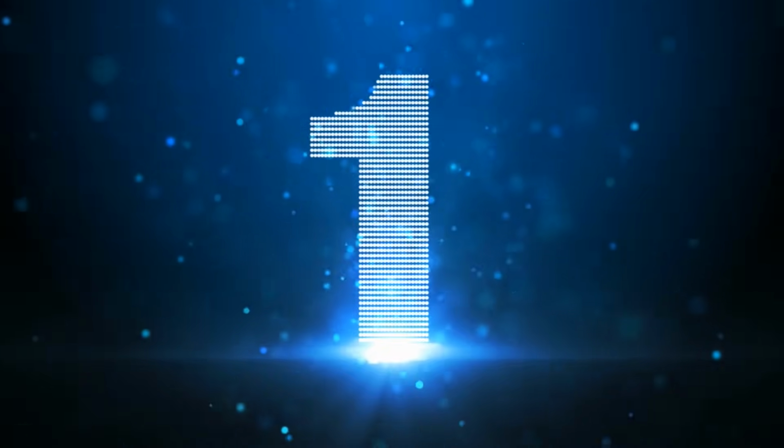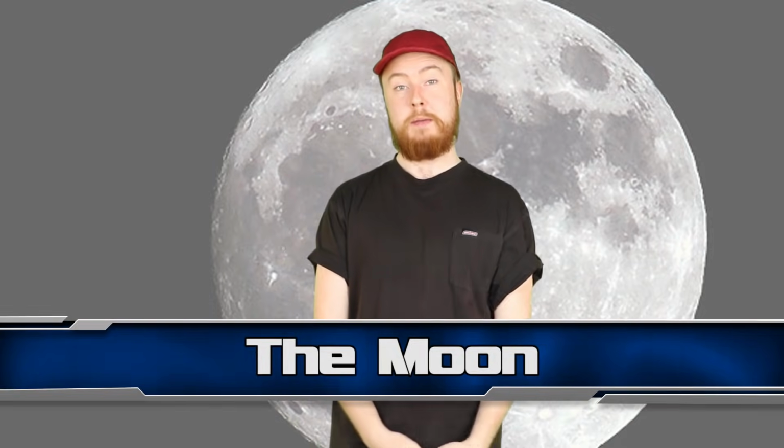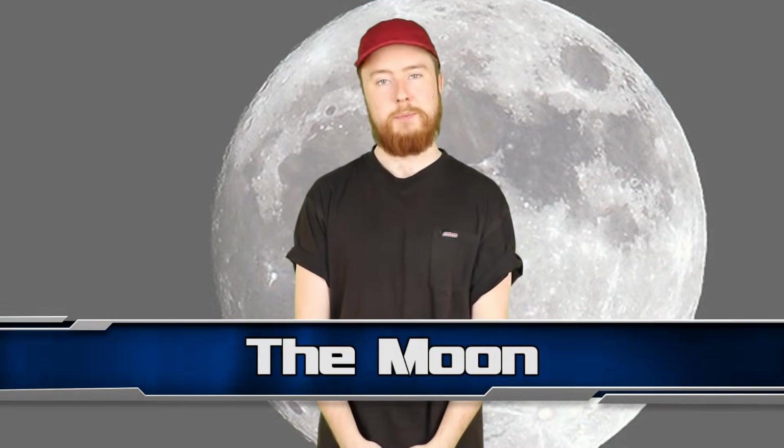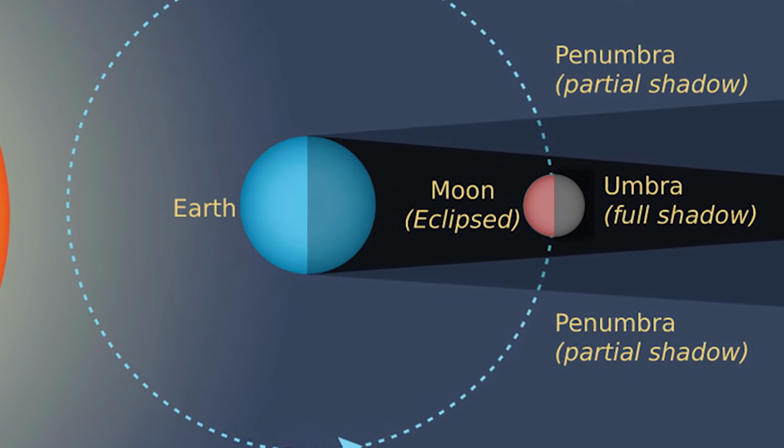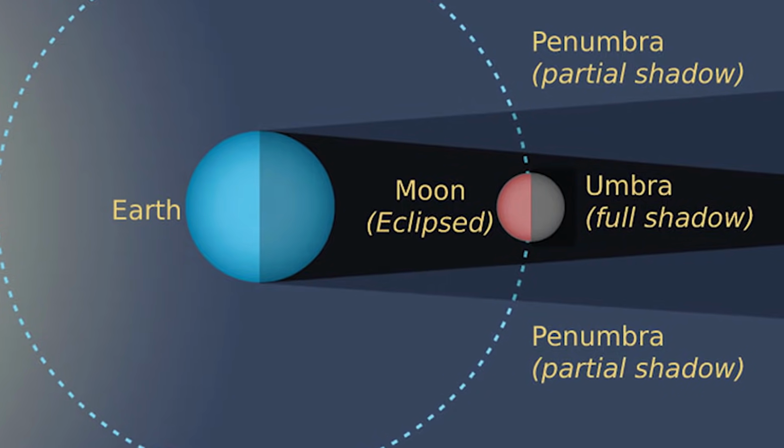And finally, number 1 now, we have the moon. The moon is perhaps one of the biggest giveaways when it comes to the Earth being round. During lunar eclipses, the Earth moves between the sun and the moon, casting a shadow on the moon. Firstly, you can see the Earth is round because of the shadow it casts on the moon. That's why it's a crescent moon and not a semicircle moon.